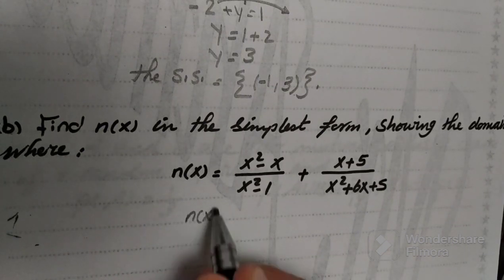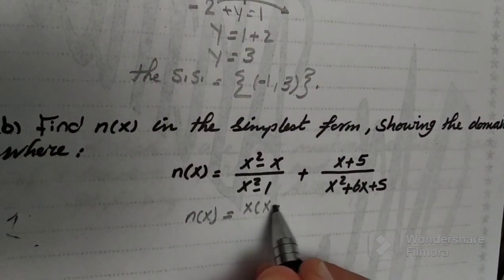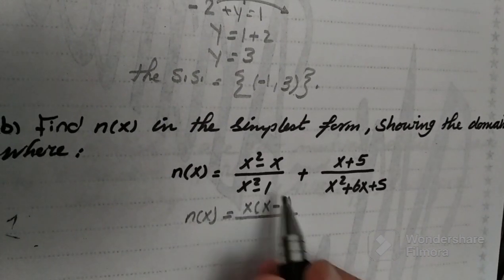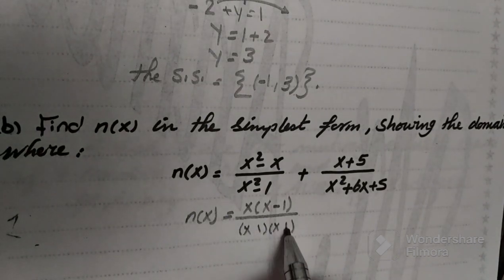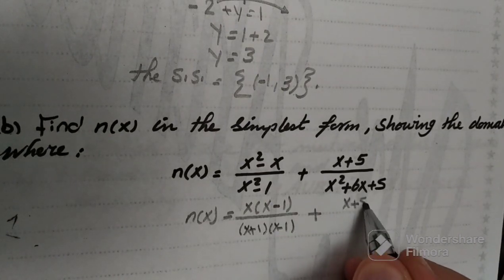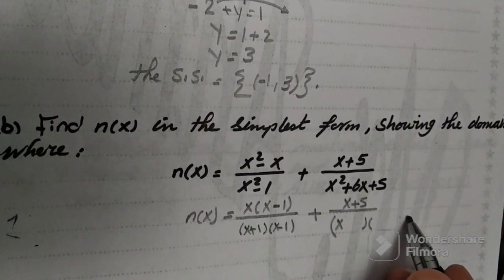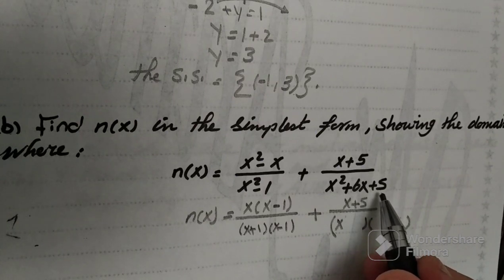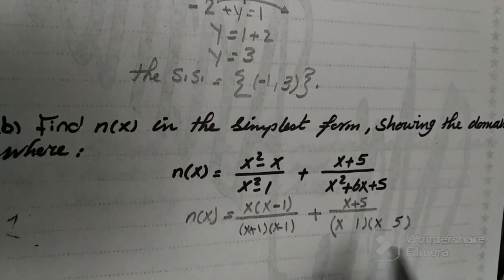n of x equals x, highest common factor, x minus 1 over x squared minus 1, factorizing: x 1, 1, positive and negative, plus x plus 5 over x squared plus 6x plus 5. Two brackets, two numbers, the product of them equals 5 and the sum equals 6. 1 multiply 5. The last term is positive, so the two factors take the same sign as the middle term.